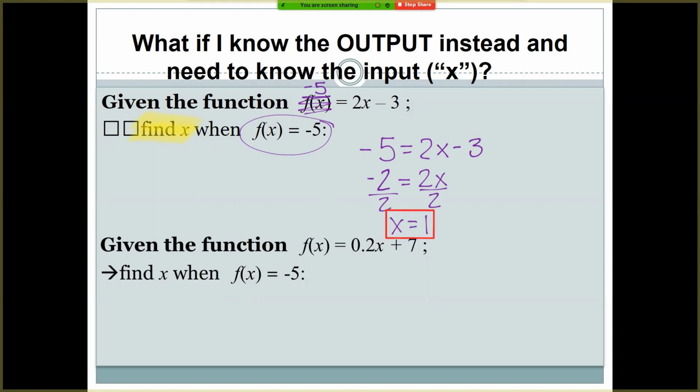Yes, -1, thank you. You could double check your answer. If I plug -1 back in for x, I should get an answer of -5. If I would have checked my positive one that I wrote, I would have figured out that, hey, I didn't get -5, so I had something wrong.